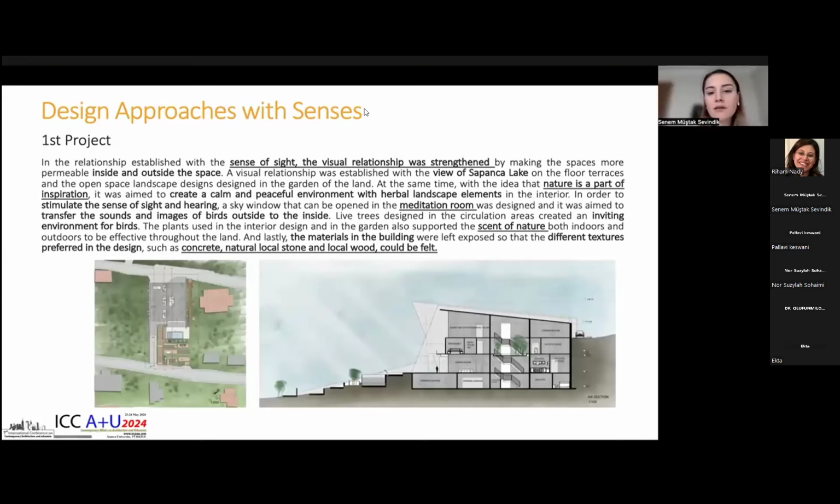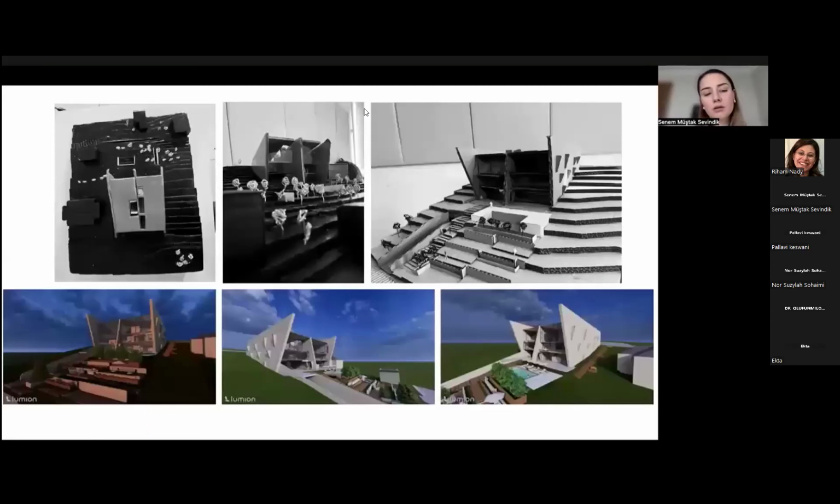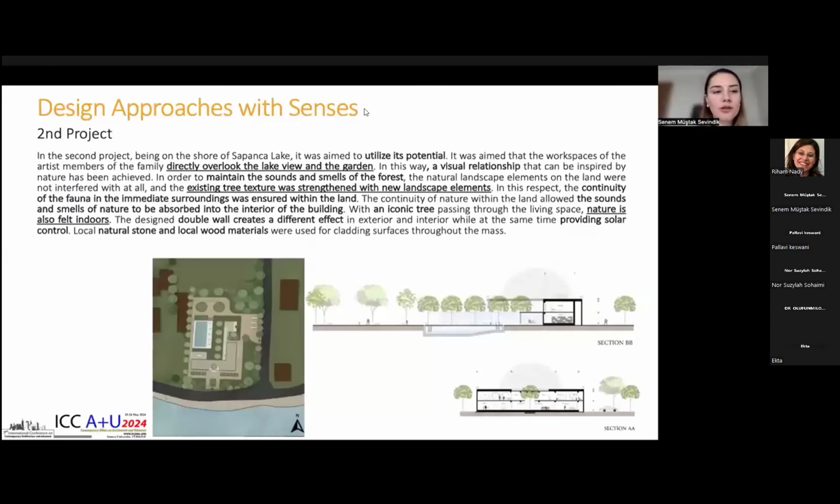The plants used in the interior design and in the garden also supported the scent of nature, both indoors and outdoors, to be effective throughout the land. And lastly, the materials in the building were left exposed so that the different textures preferred in the design, such as concrete, natural local stone, and local wood, could be felt. And these are the model and renders. And the second project.